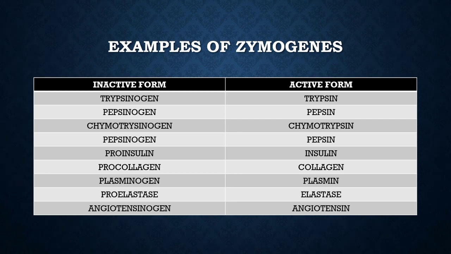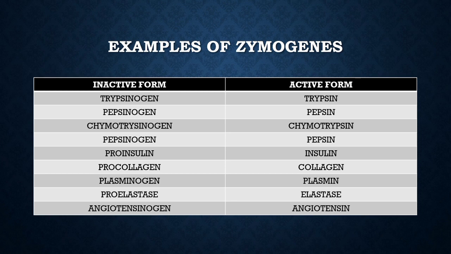So now we have trypsinogen, pepsinogen, chymotrypsinogen, and so on. They are digestive enzymes, secreted in their inactive form, and they are activated when they get to where they will carry out their function. I've also given an example of insulin. The inactive form is proinsulin, and then it's converted to insulin. And then we have procollagen being converted to collagen, plasminogen to plasmin, and all that.